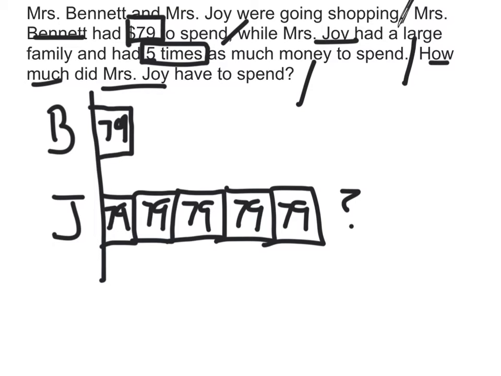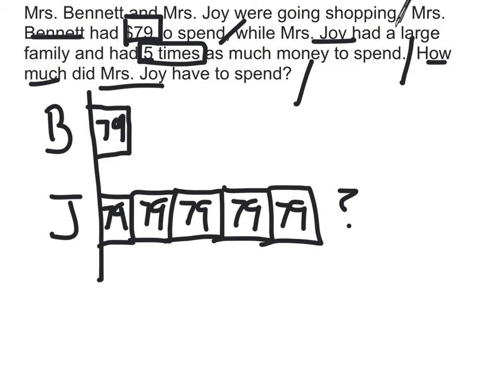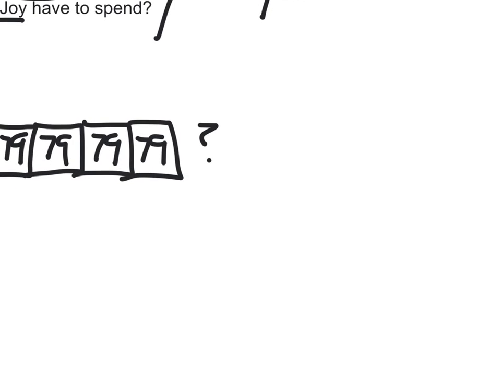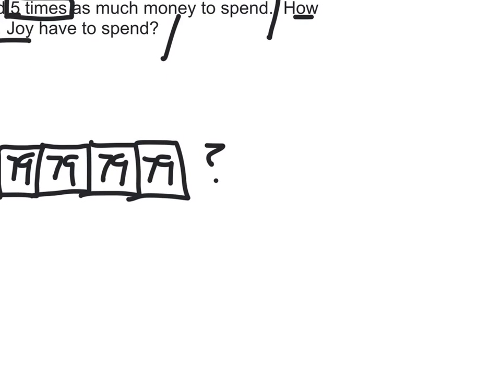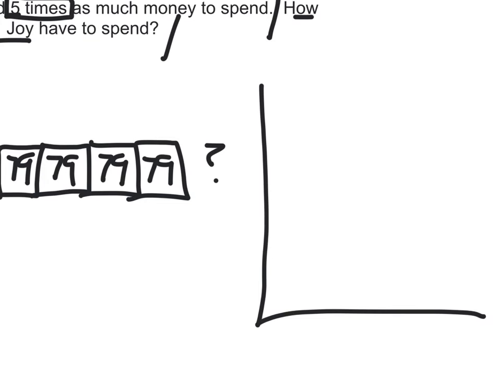Now it's time that we do a little math. So far we've just made an illustration of our word problem. Now we have something to do. It says here with our question mark that we are to find out how much Mrs. Joy has to spend. So let's carve out a spot on our page to do this.